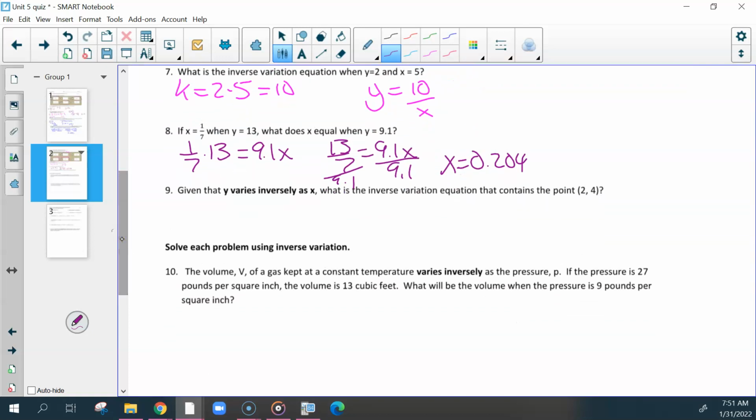For number 9, 9 is very similar to 7, where you have to find your value of k and find your equation. So instead of it giving you y equals x equals, it gives you the point. So you need to know that this is x, y. So this would be k equals 2 times 4, which is 8. And then your equation would be y equals 8 over x. Questions on 9?